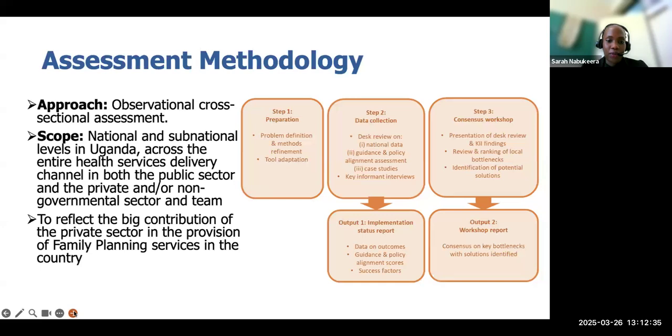This was the assessment methodology that I'm not going to repeat. We adapted this and we conducted an observational cross-sectional assessment, which was at national and subnational levels in Uganda. We did it across the entire health system, including public and private facilities, but also the non-government sector. We wanted to reflect the big contribution of the private sector in family planning.